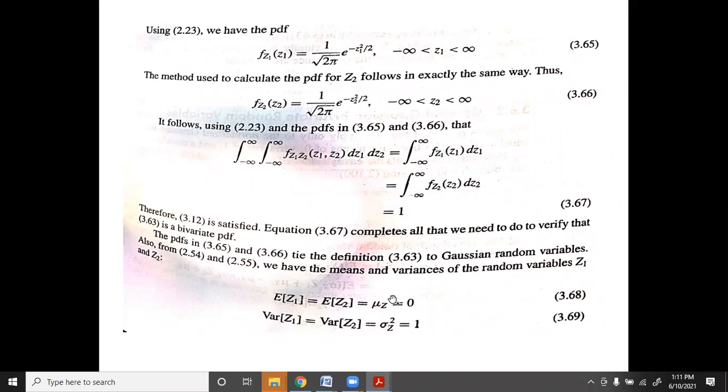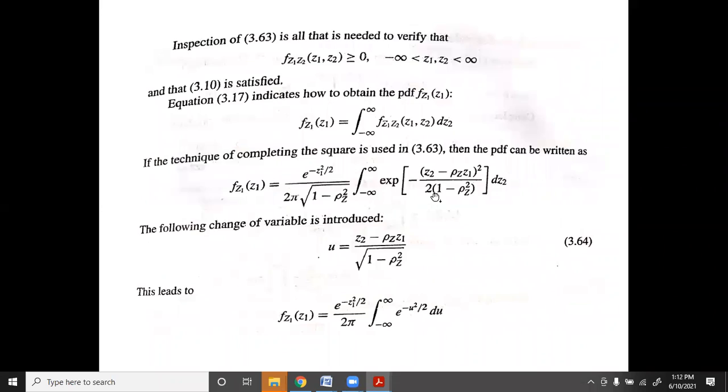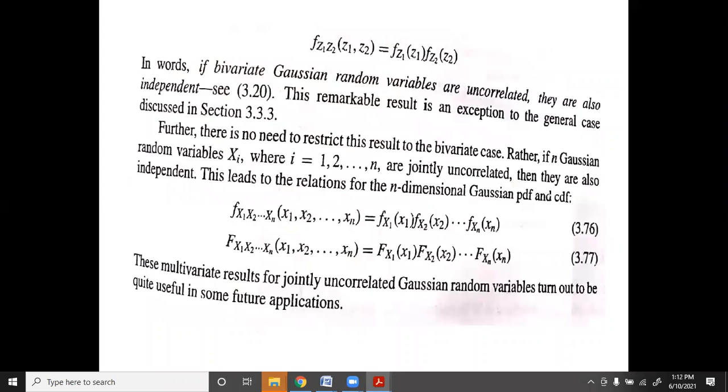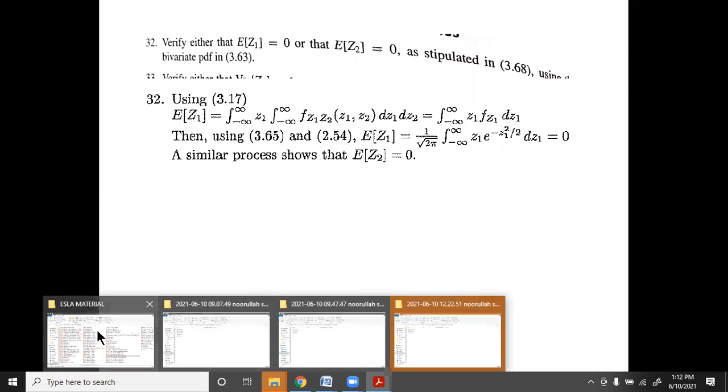So we need to get mu z equal to 0 using 3.63. Okay, 3.63. To do that, we need to consider the equation which corresponds to 3.17. 3.17 can be considered from the equation.